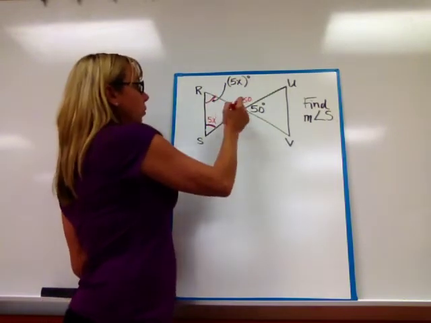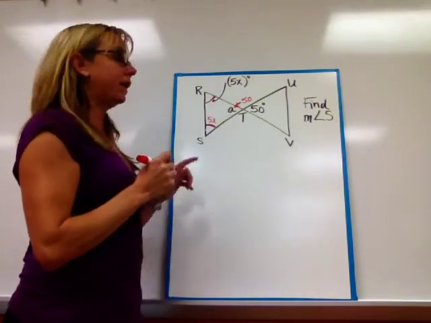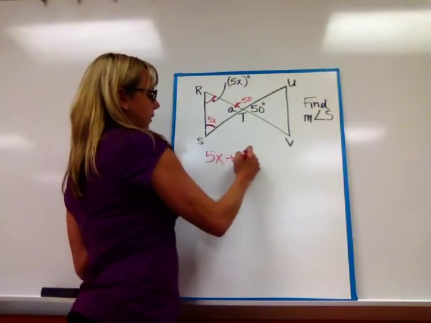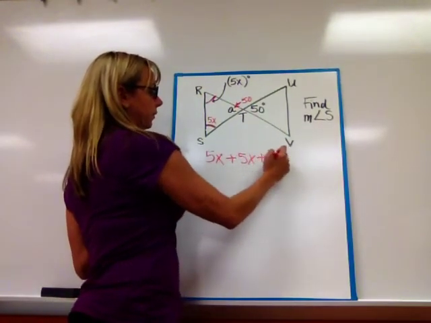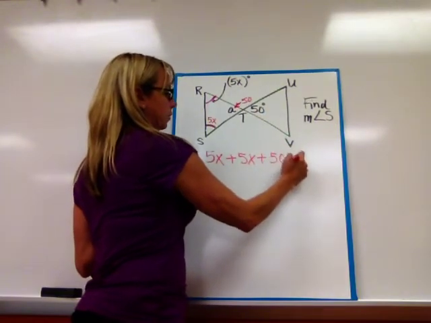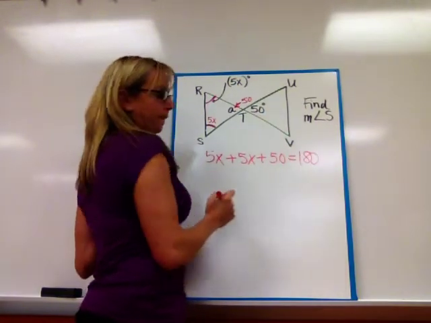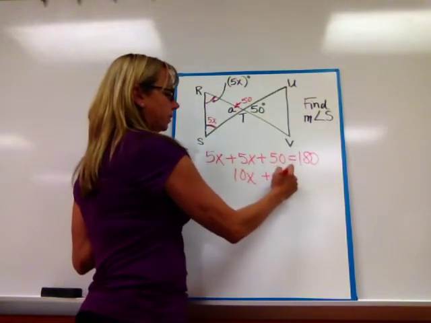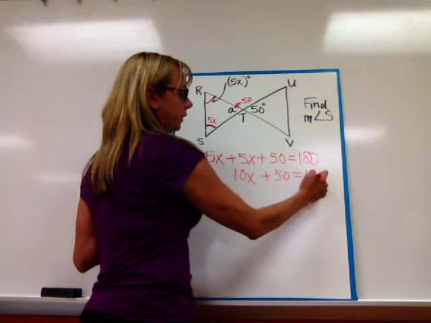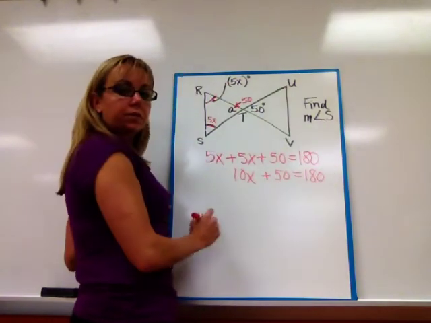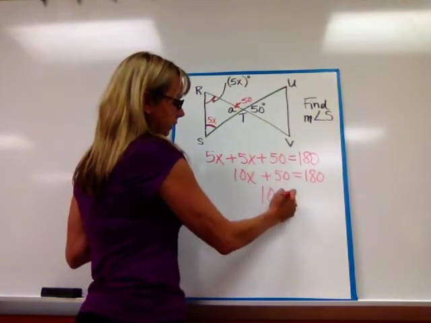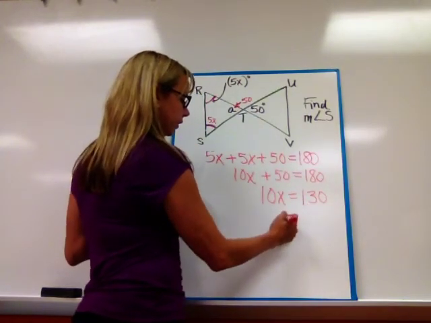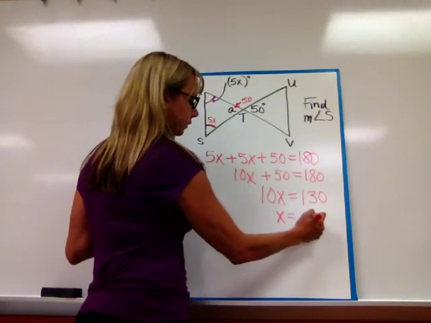So we're going to go ahead and set these all equal to 180 because you've got three angles for a triangle. So we've got 5x plus 5x plus 50 equals 180. That's going to give me 10x plus 50 equals 180. Subtract 50 from both sides. You get 10x is equal to 130. So when you divide, you get x is equal to 13.